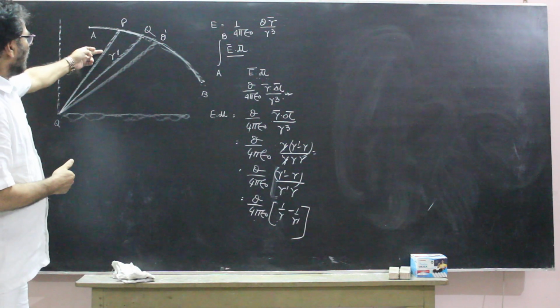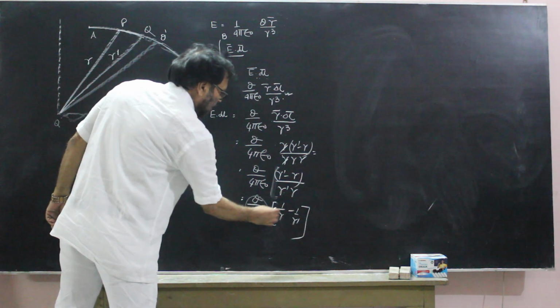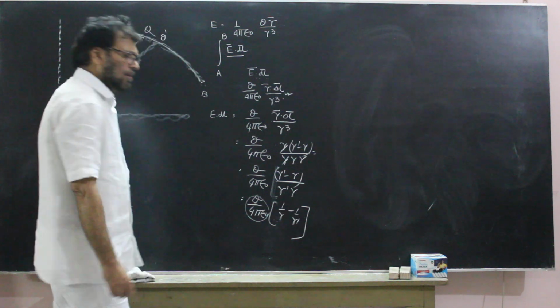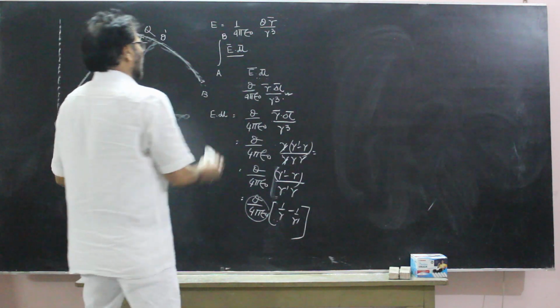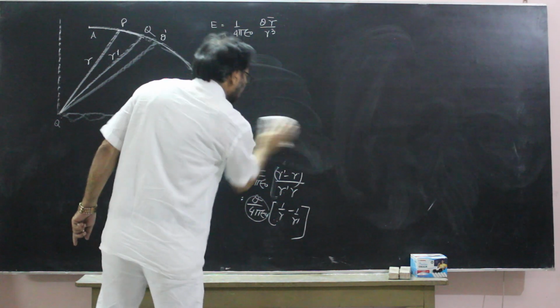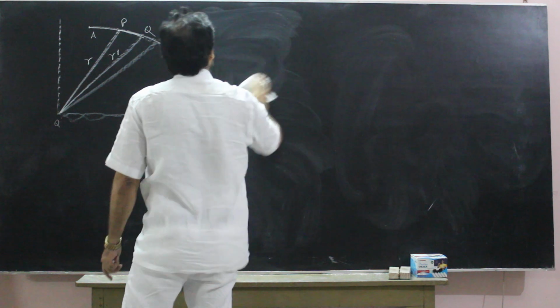तो E dot dl जब यहां से यहां कैलकुलेट करते हैं तो q 4 pi epsilon naught 1 by r minus 1 by r dash आता है। चलिए, वेरी सिंपल। अब मुझे E dot dl कैलकुलेट करना है, कहां से कहां तक?